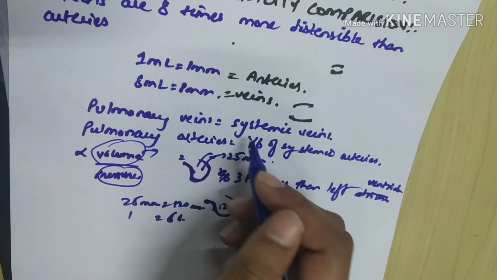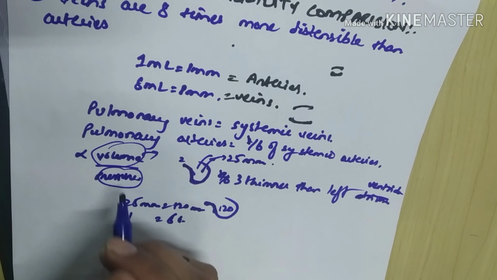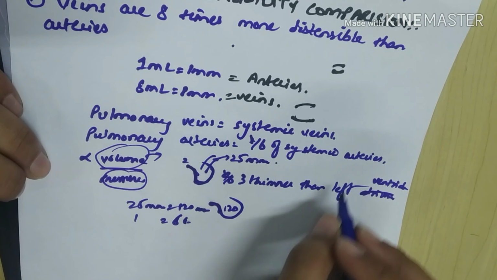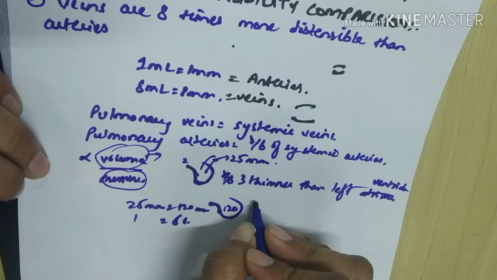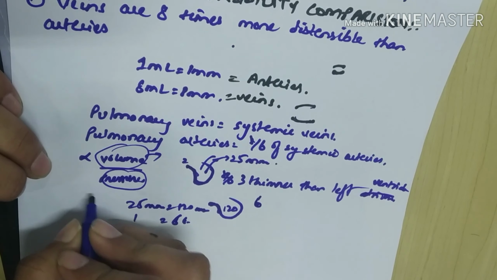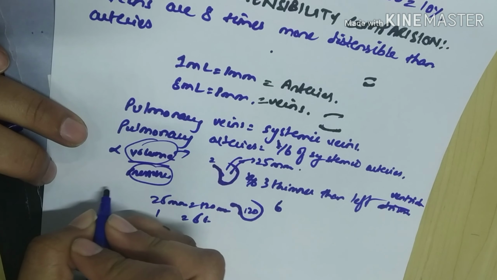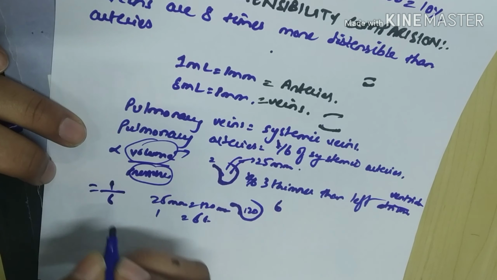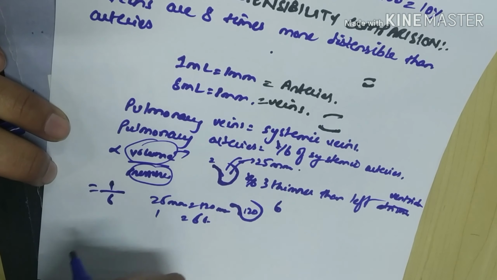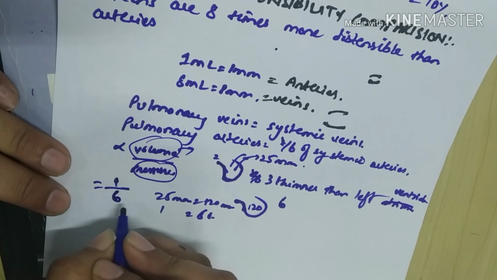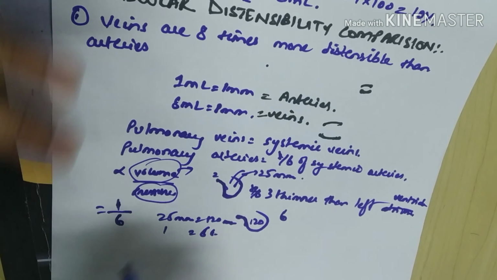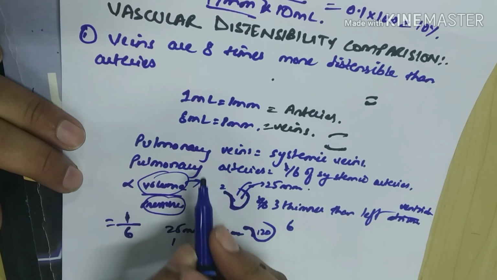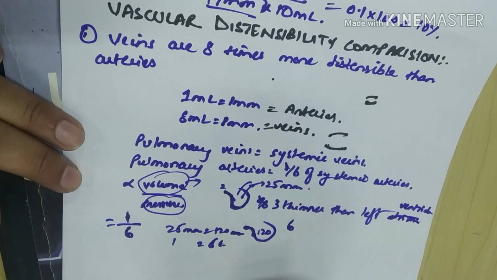Since distensibility is inversely proportional to pressure, if the left ventricle has a pressure 6 times more, while the volume is the same, the ratio is 1:6 in the pulmonary arteries. This is the reason why the vascular distensibility in the pulmonary arteries is more than in the systemic arteries.